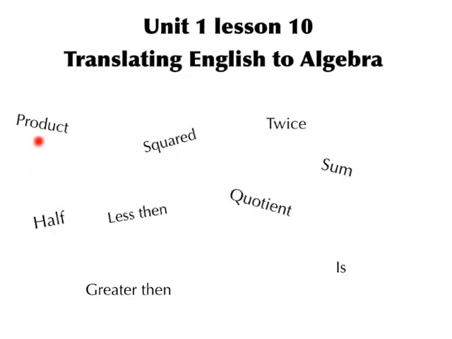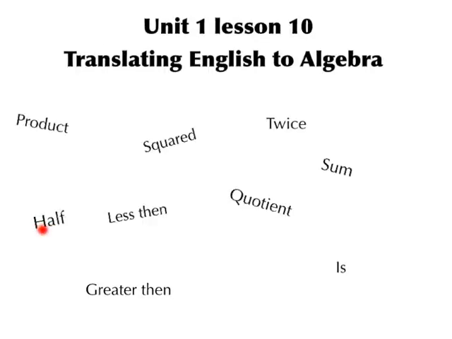So product means multiply. Squared, raise it to the second power. Twice, you're multiplying by 2. Sum, you're adding. Quotient, divide. Less than is a tricky one. It does mean subtract, okay, but we want to start at the back and work towards the front, and I'll show you a couple examples of that in a minute.